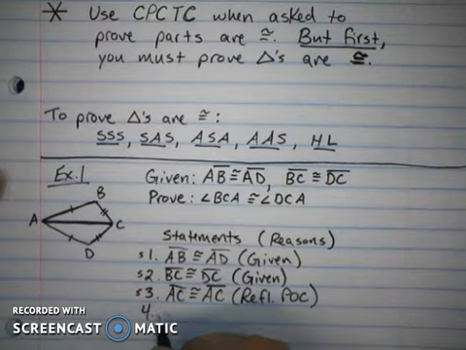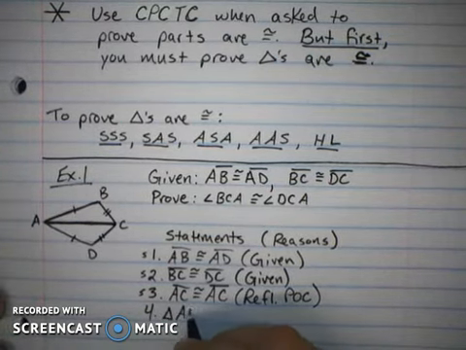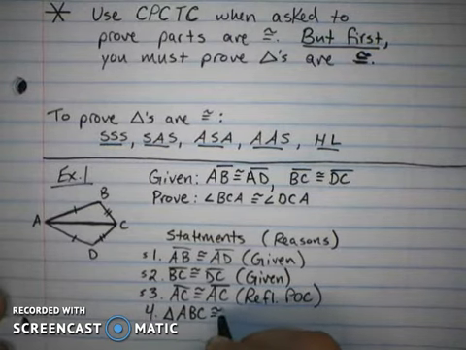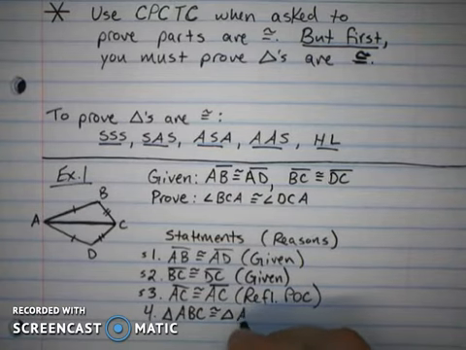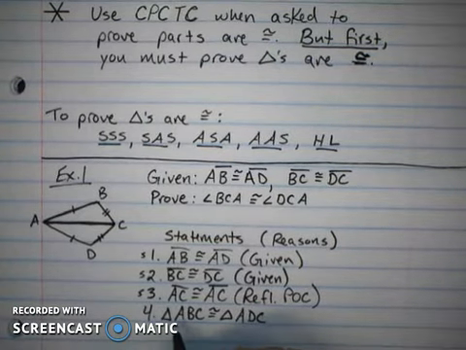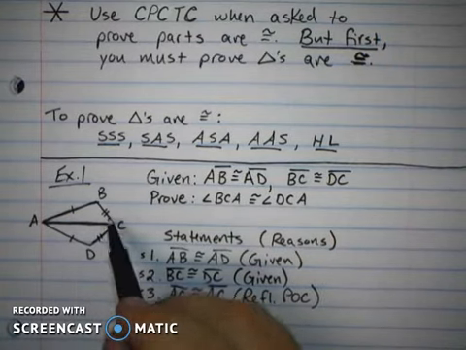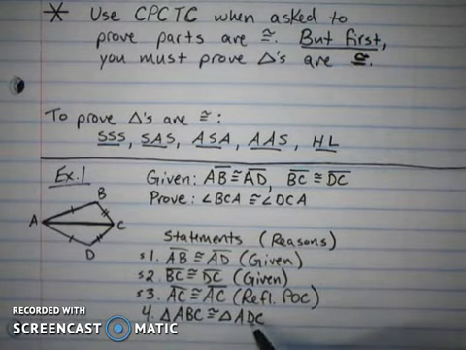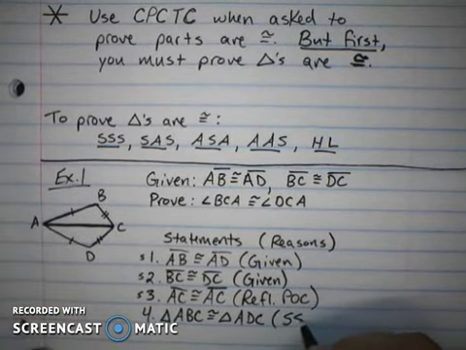So in statement 4, we can say triangle ABC is congruent to triangle ADC. I want to make sure we match up corresponding parts. AB is corresponding to AD, and BC is corresponding to DC. And the reason we've just shown is side-side-side.